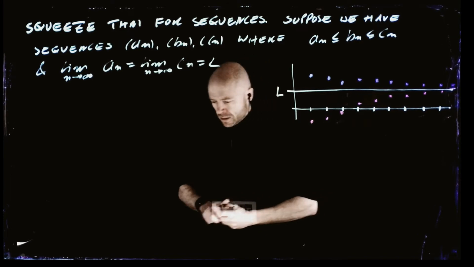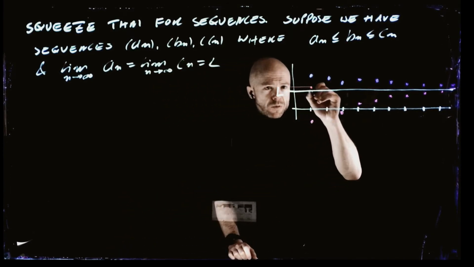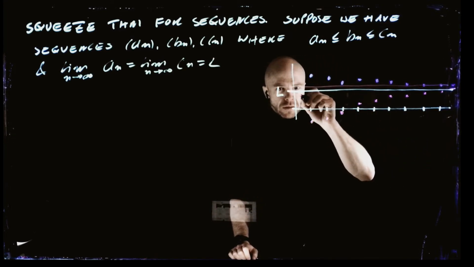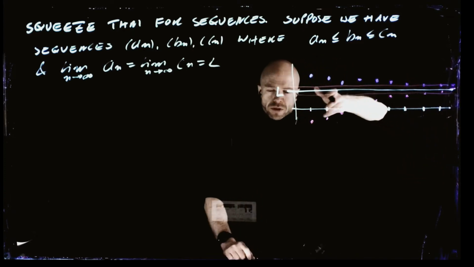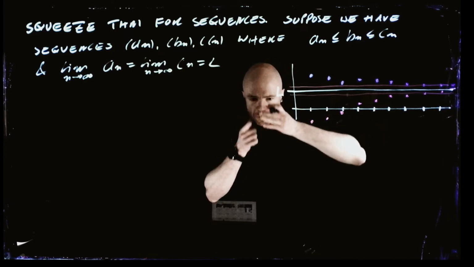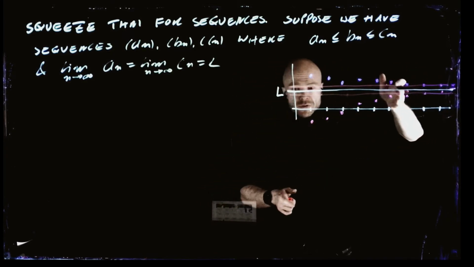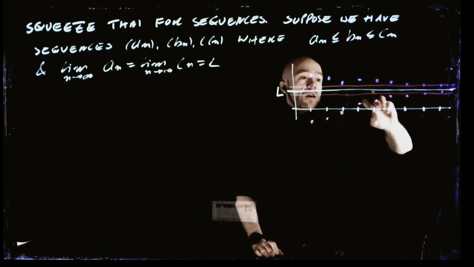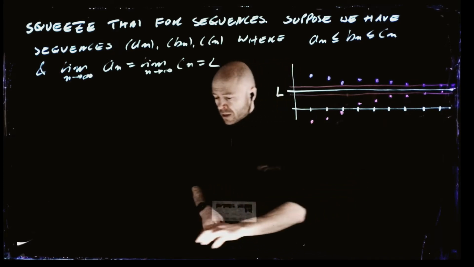So the fact that they have this limit means that if we put any strip around L, we can guarantee that both of these sequences are inside this strip so long as we are far enough to the right. So for all n which are bigger than some particular integer, which depends on the thickness, every single one of these elements of the sequence, both AN and CN, are within this thin strip around L. That's what limit means, right?